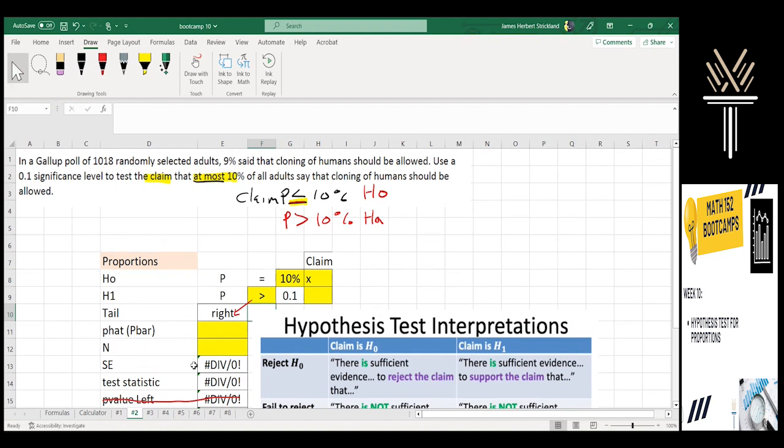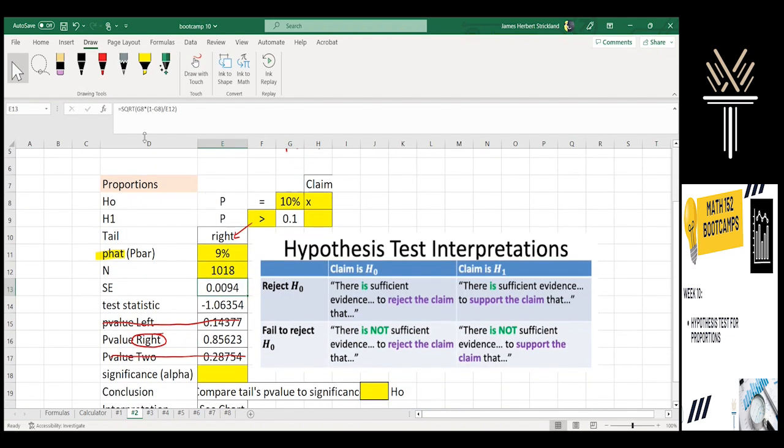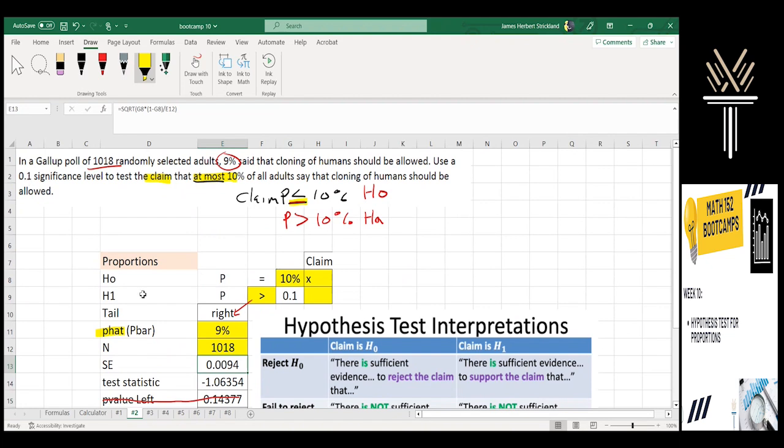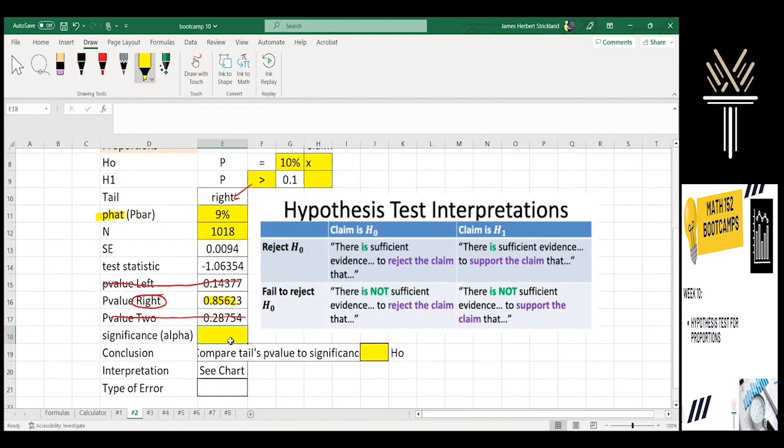Okay, p-hat. What was the sampled data? This is our sample measurement. Well, it says 9% of the sample. So there's your p-hat, 9%. Sample size 1018. And poof, we have all of our calculations. And we have a very large p-value, 0.85623, which is okay. And so we're looking at a significance level of 0.1. So we'll say 0.1.